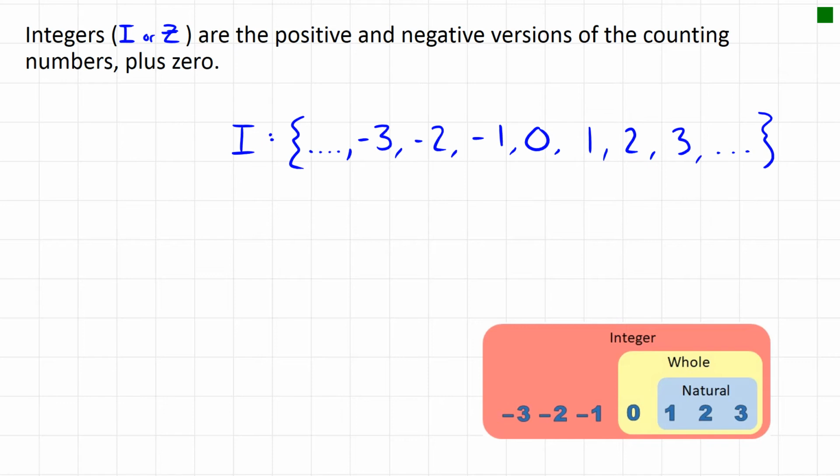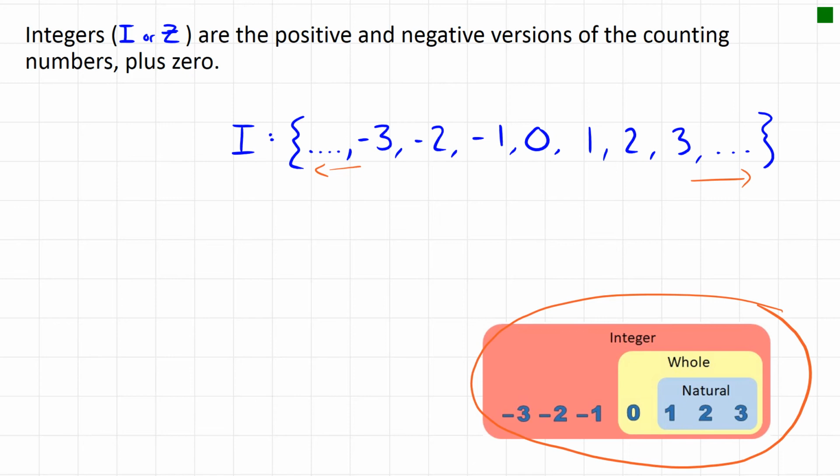So notice here that we sort of have a whole bunch of numbers to the left of -3, -4, -5, -6, and so on, plus a whole bunch of numbers to the right of 3. So again, looking in the lower right-hand corner, integers have all the whole numbers in them, so that's starting at 0 and going over towards the right, plus all the natural numbers, because, of course, the whole numbers contain all the natural numbers. So integers contain all the natural numbers, all the whole numbers, which are the natural numbers plus 0, plus all the negative versions of all those numbers.